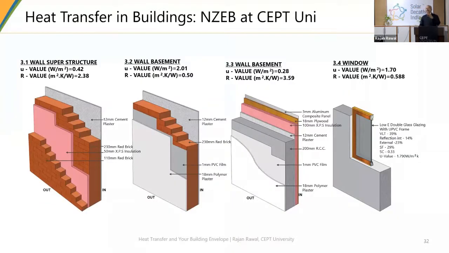Again, this is the kind of assembly which we have used in the net zero building at CEPT. Because the aesthetics of CEPT need to be maintained, outside is a 4.5 inch thick wall made of brick. Then we have an XPS of about 50 mm, then 230 mm, which is high thermal mass, inside, and then a plaster. Depending upon where you are, the first floor has a different assembly, and the basement has a different assembly because the basement has concrete walls, retaining walls on the side.